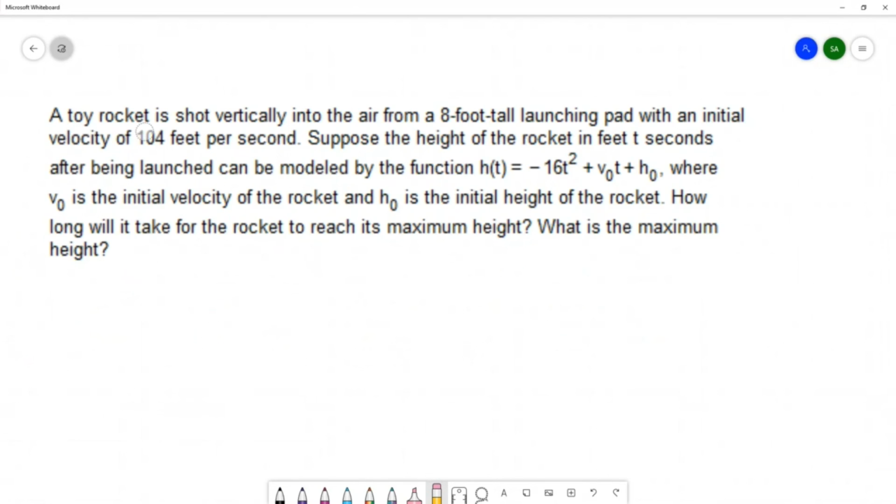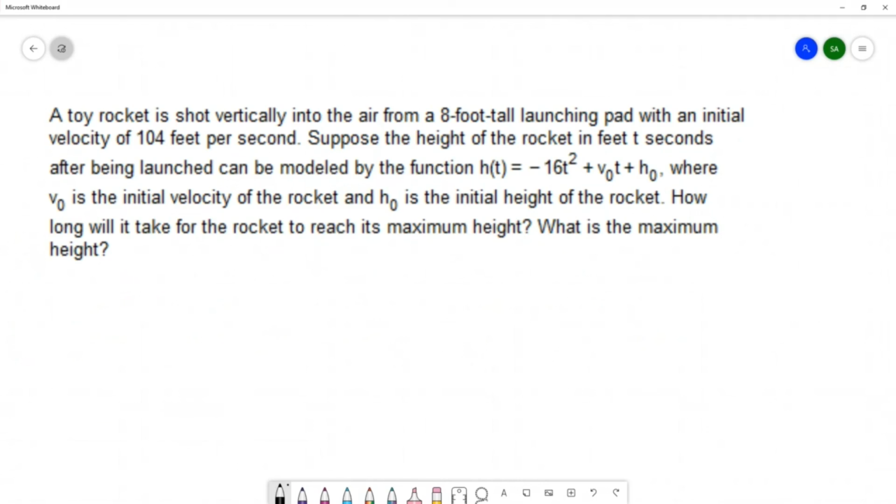A toy rocket is shot vertically in the air from an 8-foot tall launching pad with an initial velocity of 104 feet per second. Suppose the height of the rocket in feet t seconds after being launched can be modeled by the function h of t equals negative 16t squared plus v naught t plus h naught, where v naught is the initial velocity of the rocket and h naught is the initial height of the rocket. How long will it take for the rocket to reach its maximum height? And what is the maximum height?